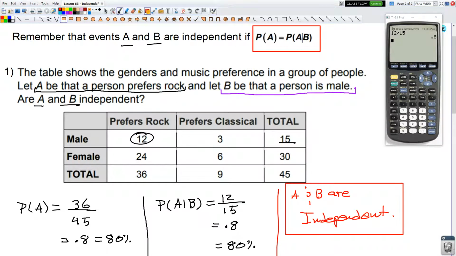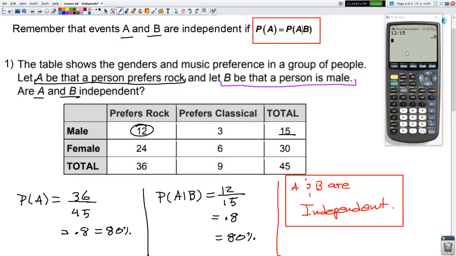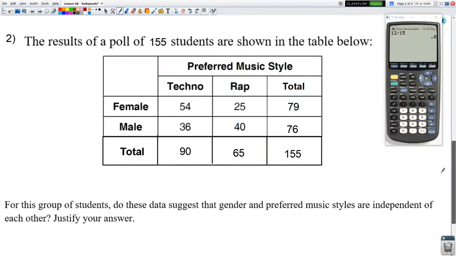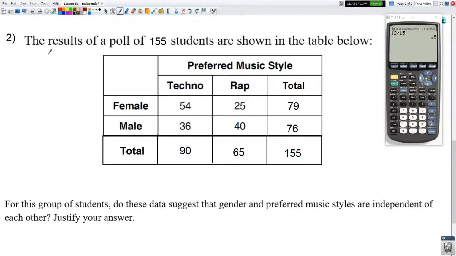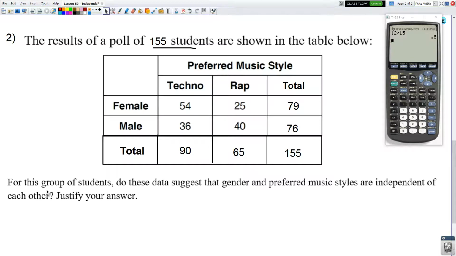All right, perfect. Let's take a look into another example here. So we have this. It says there are 155 students, which are shown in the table below. Now, let's see what this means. It says for this group of students, this data suggests that gender and preferred music styles are independent of each other. Well, in here, they're not telling you what A and B are. So let's see what they are.